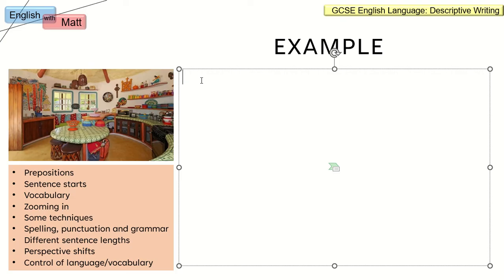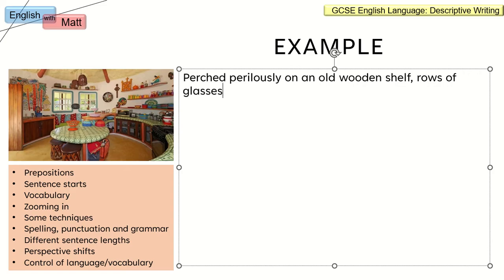So I'm going to start this piece of writing with a verb because it's always a good idea to change your word order and begin your sentences with different types of word. So I'm going to start with a verb, and I'm also then going to use an adverb. Perched perilously on an old wooden shelf. So I'm drawing the reader's attention to the shelf on the right hand side of this image where all the glasses are. Rows of glasses had been arranged so that they were organized in colors.